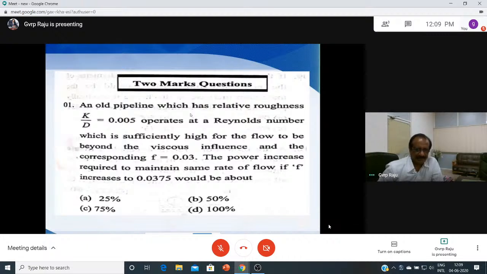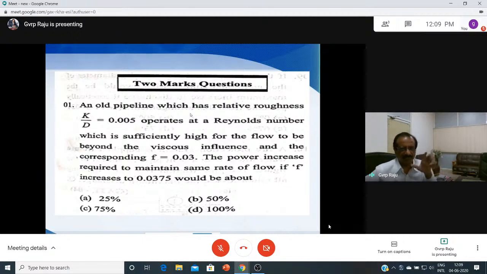2 marks question. Another intelligent question here. If you start answering the questions and write the equations, etc., it will take a lot of time. We need to use our intelligence and sharpness and try to evaluate the answer within a short time accurately. So he has given the roughness K by D. Old pipeline has more roughness. K by D is equal to 0.005, which is sufficiently high for flow to be beyond viscous influence, and the corresponding F is equal to 0.03. He has given F is 0.03 and he has asked for the power increase required.